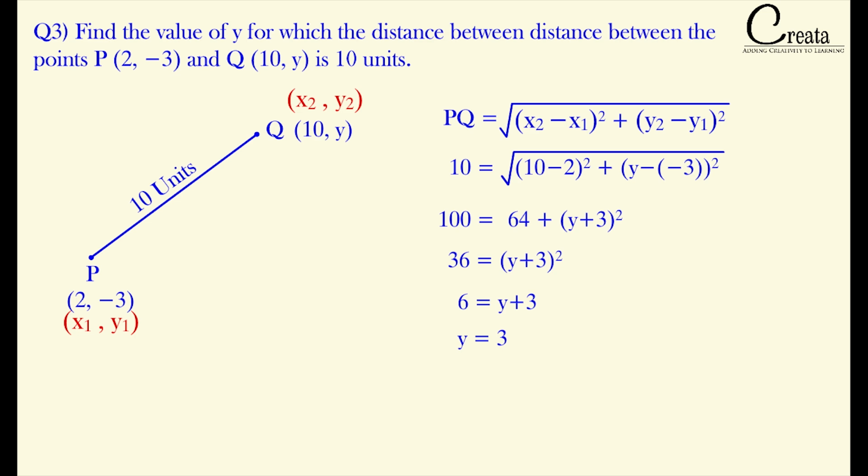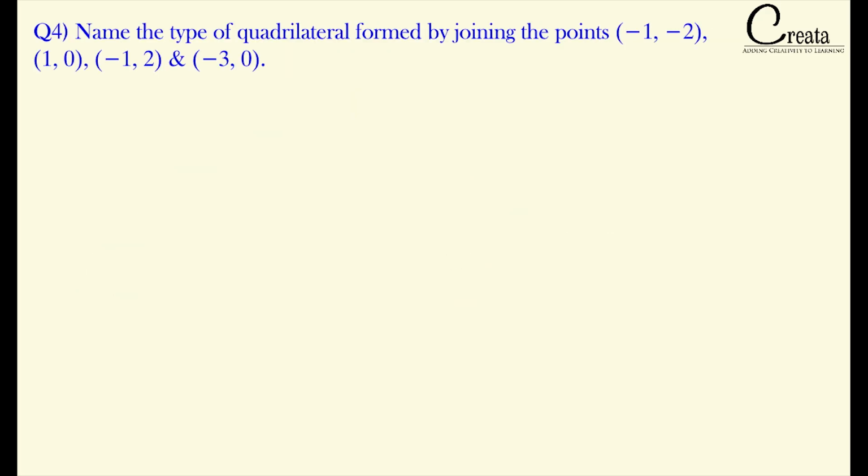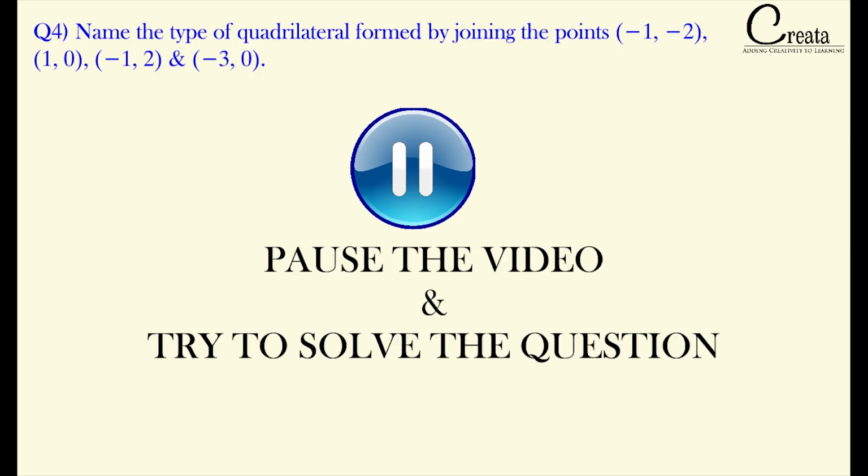Okay, got it? Simple one. Let's move further to the next question. The question is, name the type of quadrilateral formed by joining the points (-1, -2), (1, 0), (-1, 2) and (-3, 0). Take your time, pause the video and solve this question.